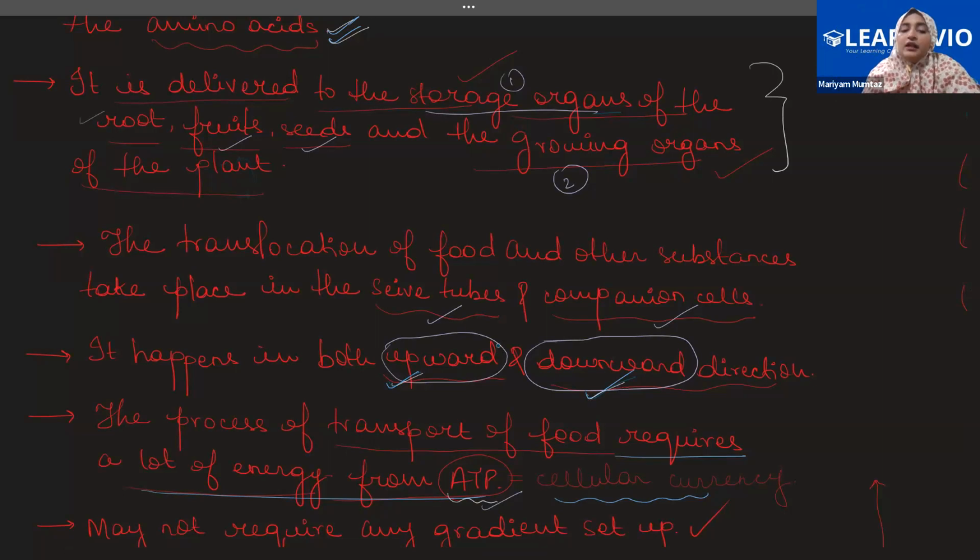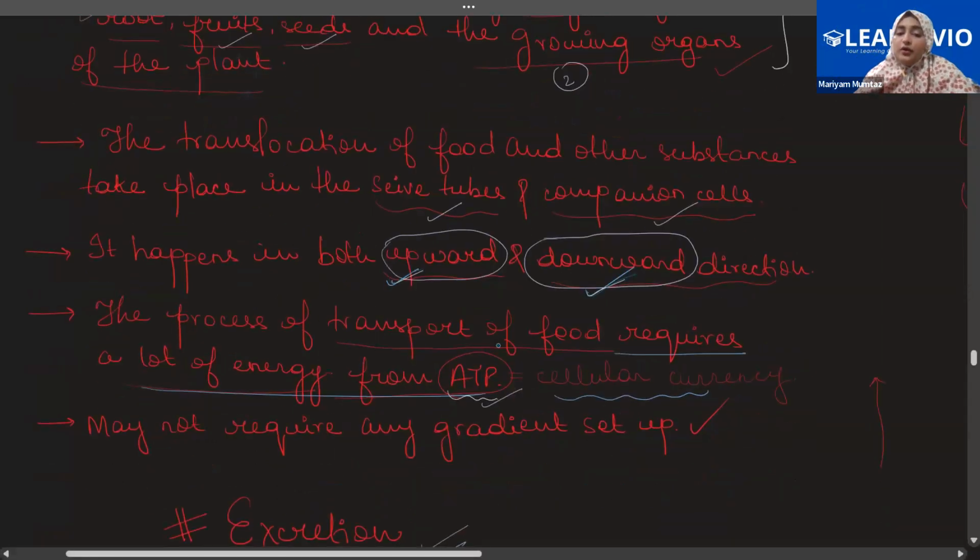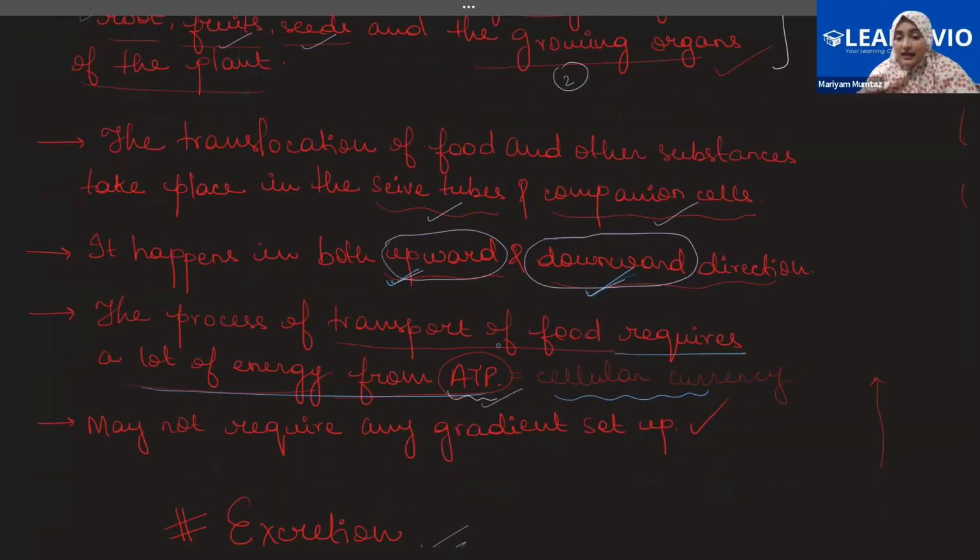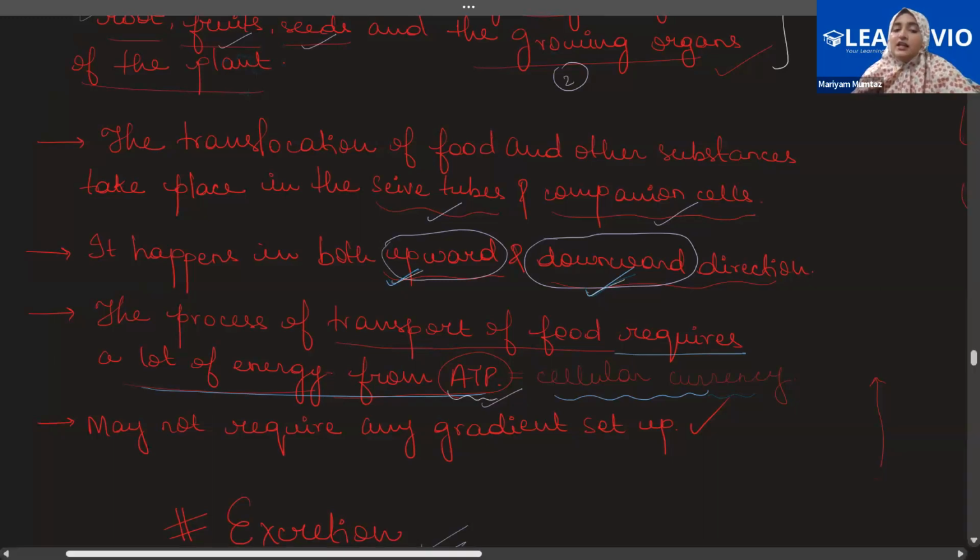It doesn't matter. Now, the process of transport of food requires a lot of energy from ATP, because we know that the energy currency of our cell is the ATP. And this process of transportation of food requires a lot of energy, because food is not a very simple substance, just like how water and minerals are. Food is very complex and it is a bigger molecule. So for it to be transferred, some sort of energy is required.